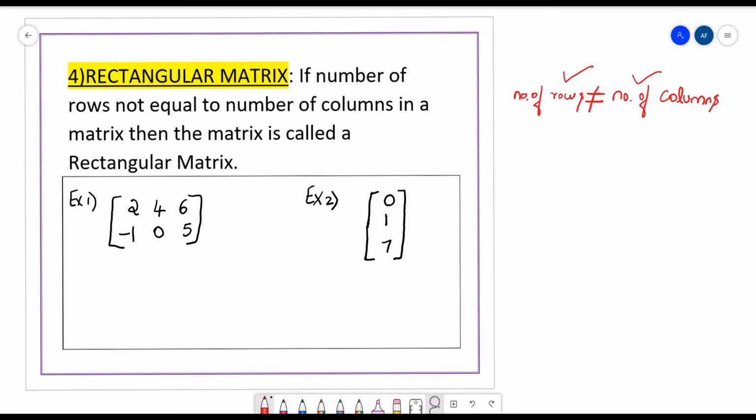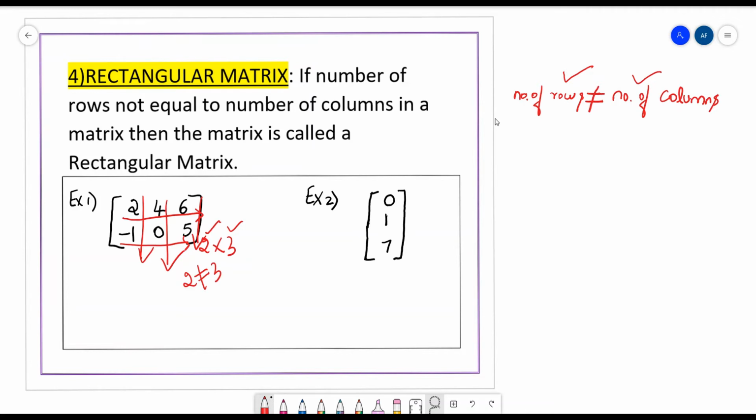Let us see the two examples over here and write down its order. So how many rows are there in this case? So it is 2 rows. And how many columns are there? 1, 2 and 3. So it is 2 by 3 or 2 cross 3, it is one and the same. But in this particular case you can see here 2 is not equal to 3. So the number of rows is not equal to the number of columns. So it is a rectangular matrix.